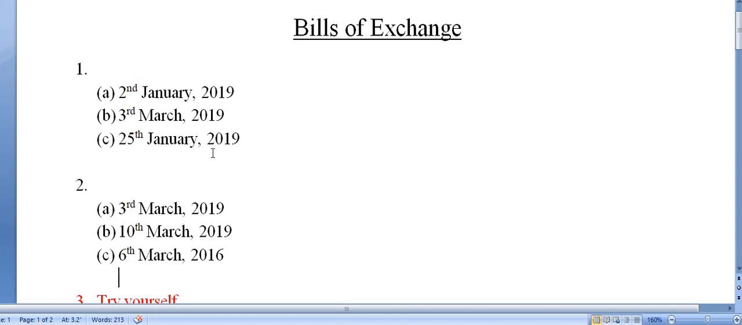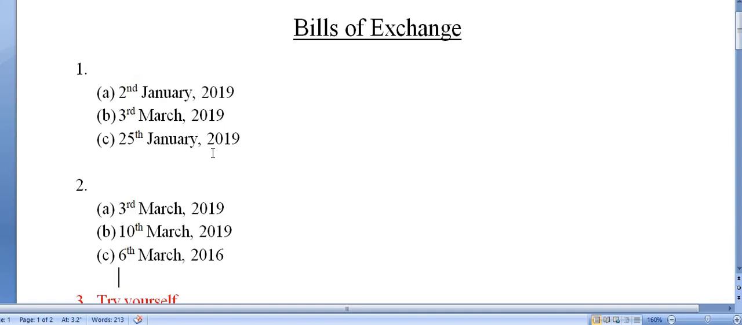Question number one, bill dated 30th September 2018 at 3 months due date. Whenever you see MD, that is the maturity date, you will start from that date only, that is the date on which the bill has been drawn. That is 30th September.